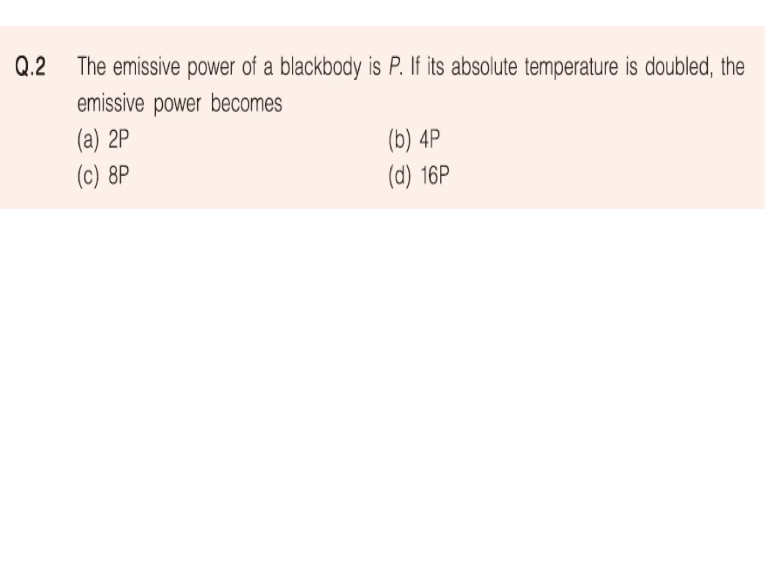The emissive power of a black body is P. If its absolute temperature is doubled, the emissive power becomes how much? In the second case, we have to calculate the emissive power. The emissive power formula is E equal to emissivity into sigma A T to the power 4. This unit is watt, which is also an important unit. Here it's a black body, so the emissivity is 1.